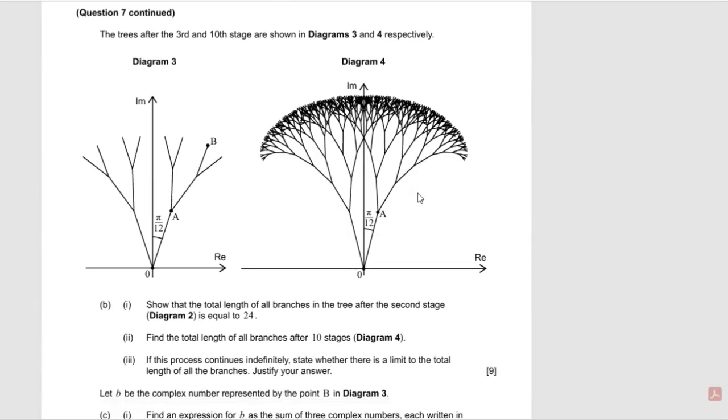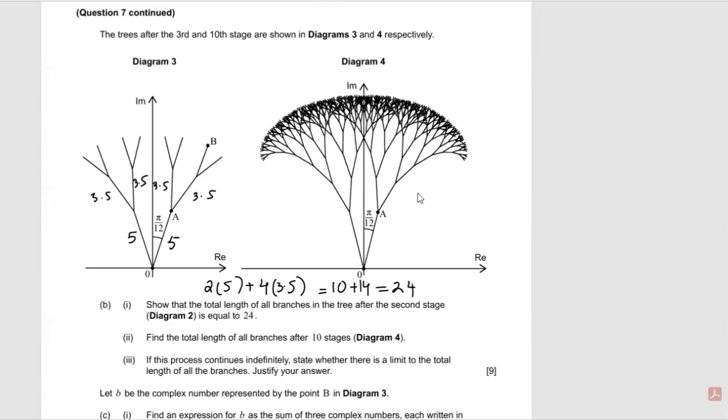The trees after the third and the 10th stage are shown in diagrams 3 and 4 respectively. Part B1. This is the third stage and this is the 10th stage. Show that the total length of all the branches in the tree after the second stage, diagram 2, is equal to 24. Well, this is easy. This is 5. This is 5. I can see this is 3.5, 3.5, 3.5, and 3.5. So it's double of 5 and 4 times 3.5. So this is 10 plus 14, and that's 24.